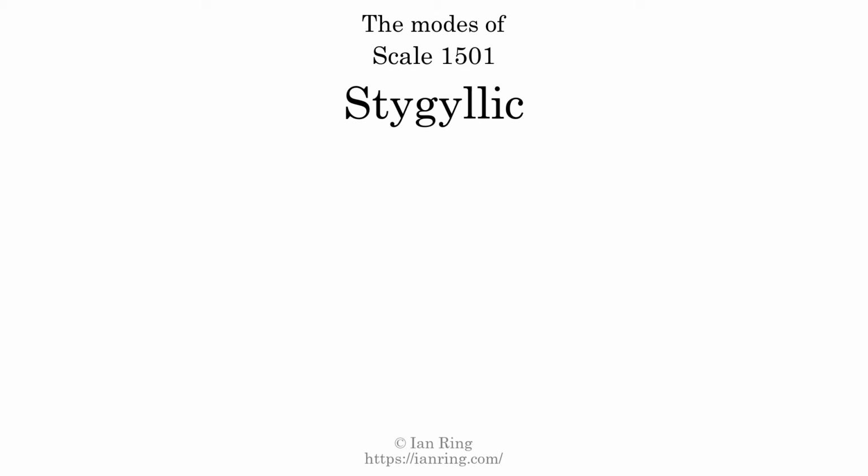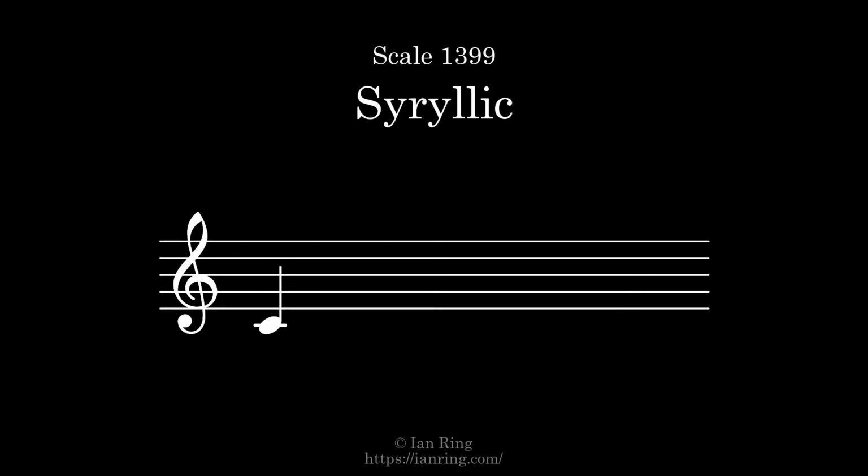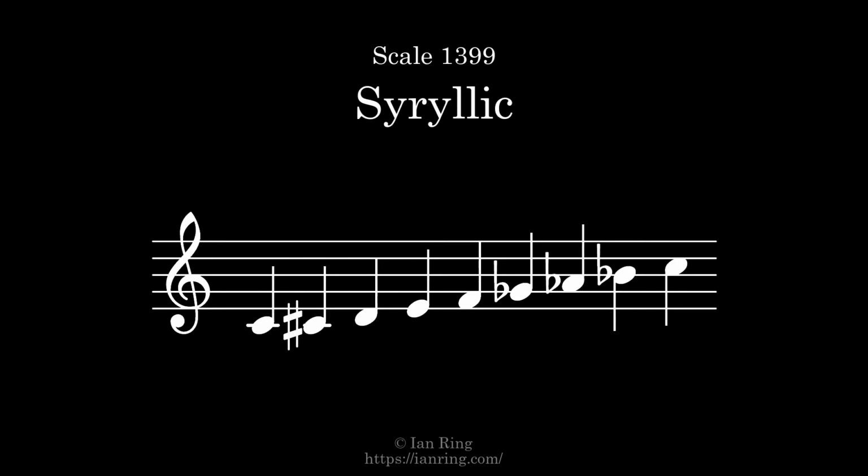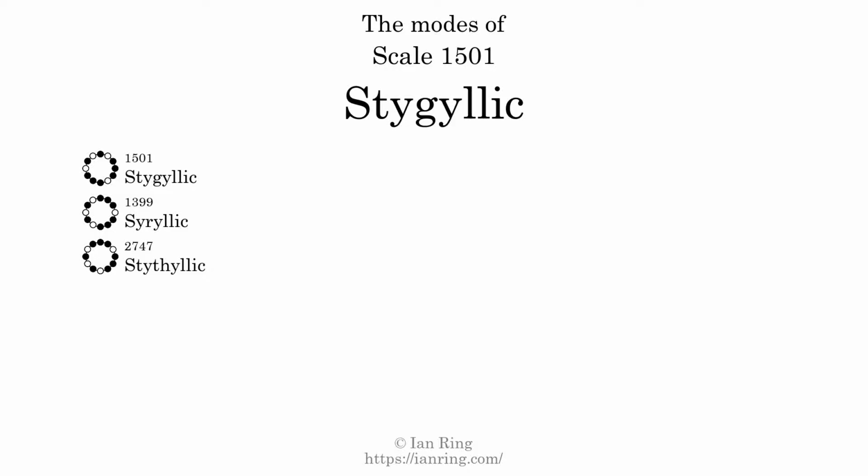This scale has 8 modes. The first mode is itself. The second mode is scale 1399, also known as Cyrillic. It sounds like this. The third mode is scale 2747, also known as Stygyllic. It sounds like this.